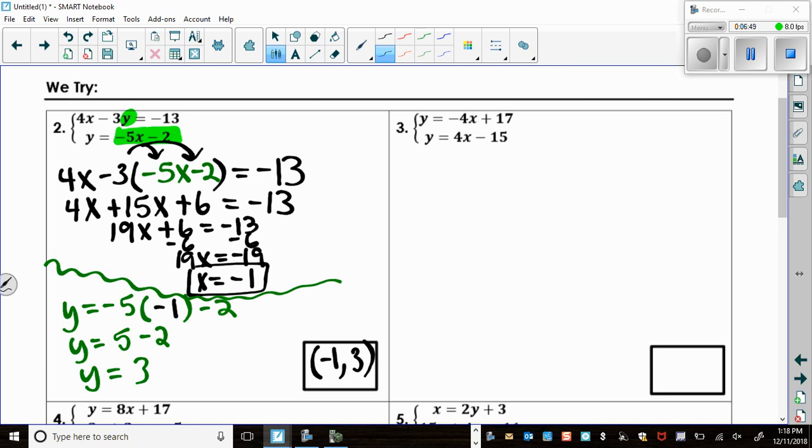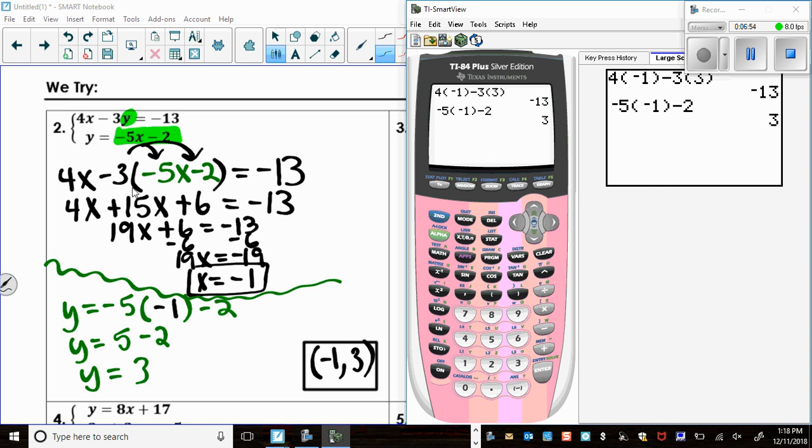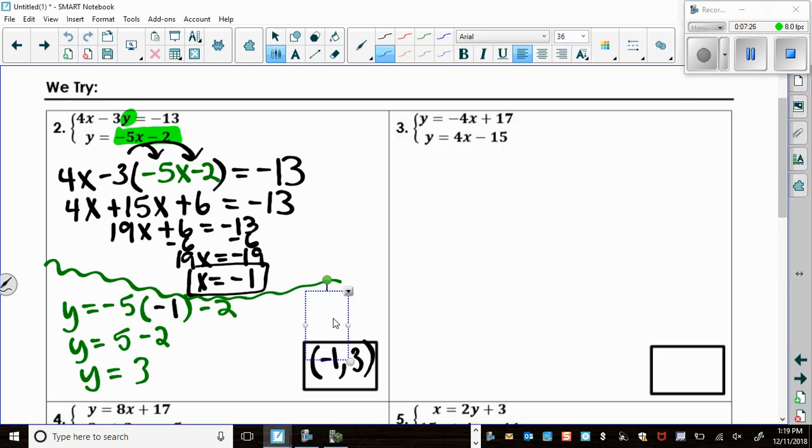But of course, you want to check your work to make sure you've done it correctly. So I've shown you here that if I plug in negative 1 for x and 3 for y for this first equation, on the left side it does equal negative 13, so I know I did it correctly there. For the second one, I plugged it into the part that's highlighted, so negative 5 times negative 1 minus 2. I ended up getting 3, so y equals this value of 3. I'm good to go. So that is the substitution method so far.